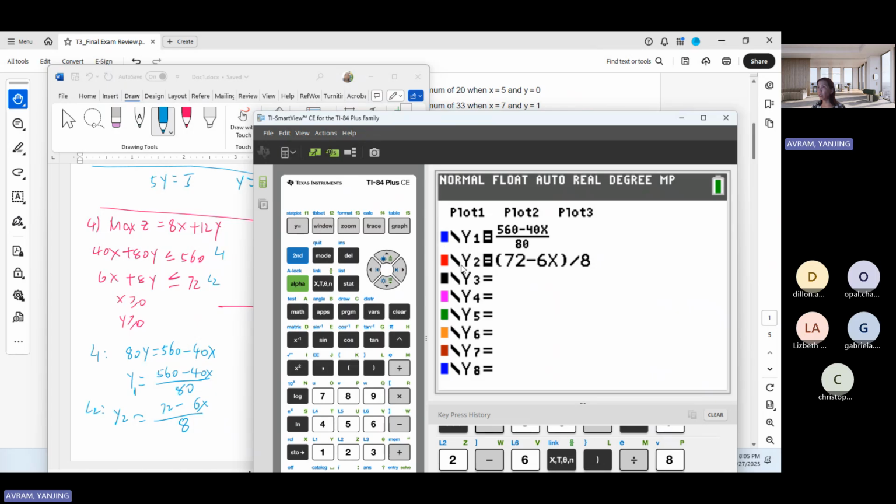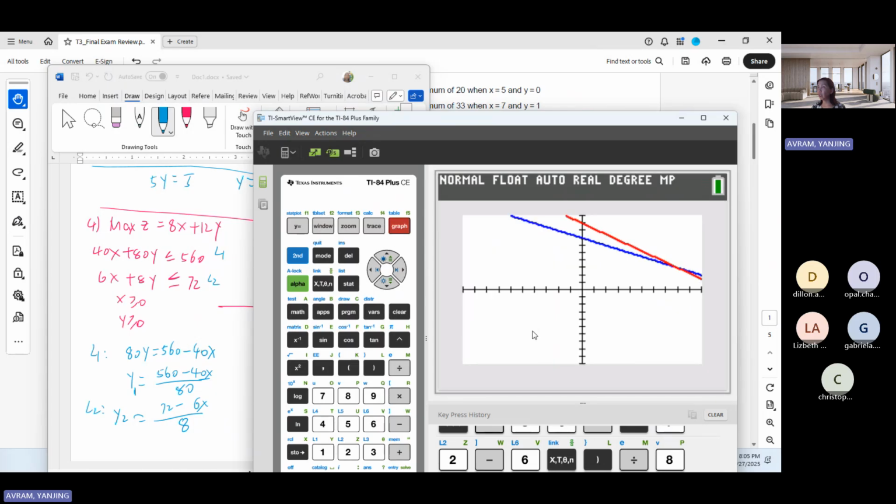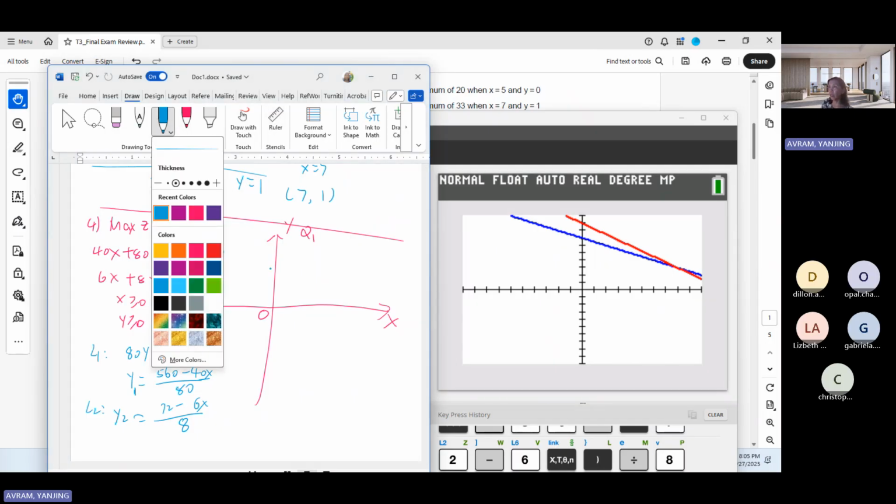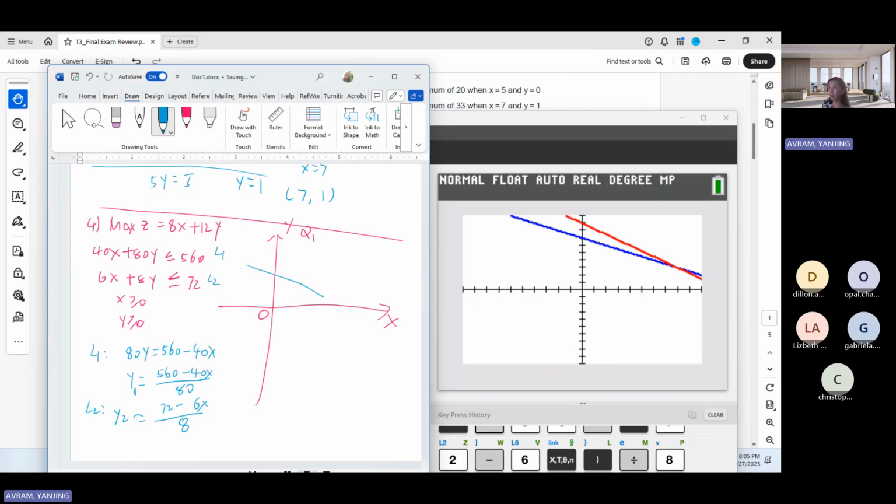All right, so I have a blue one, I have a red one. Blue one, red one, so somewhere right here. If I do a little bit of drawing right here, it will be something like that, right? The blue one looks something like that, and then the red one looks something like that. So it's a sketch in this case. That's the blue one, that's the red one.